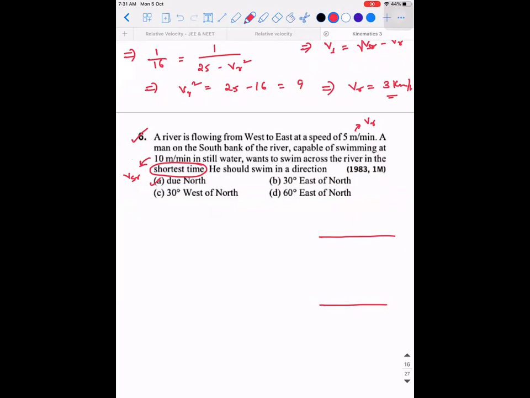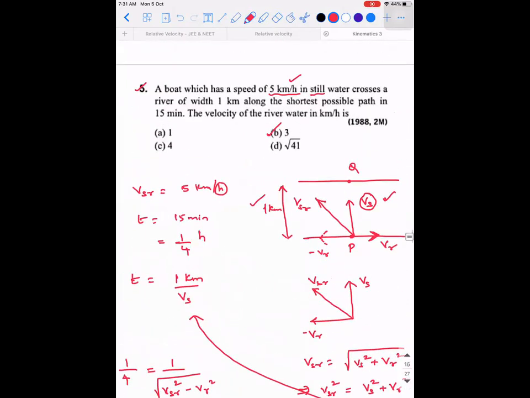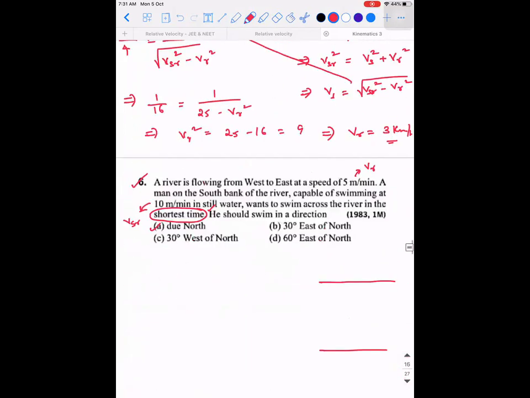Okay. So wherever you see shortest time, he should always start perpendicular. Shortest path means he will always start in the direction opposite to the river, but not exactly the opposite direction, but making an angle theta with the vertical, so that he experiences zero drift. Okay, so that is the difference. Shortest possible path, and in this question it is shortest time. I hope this point is getting registered in your mind, right? Yes or no?